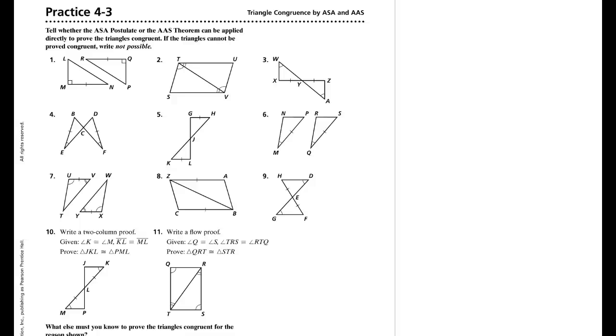Practice 4-3. Now we're just using ASA and AAS, angle, side, angle, and angle, angle, side, to decide, do we have enough information here to establish that an angle, a side, and an angle match up to an angle, a side, and an angle in these two triangles? Well, let's see here. Hey, they're right triangles.